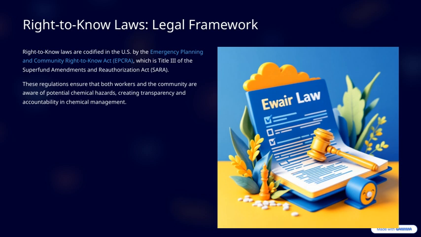One of the key legal frameworks that supports this is the Right to Know laws, which are codified in the United States through the Emergency Planning and Community Right to Know Act, or EPCRA. EPCRA is actually part of Title III of the Superfund Amendments and Reauthorization Act, commonly known as SARA. These laws are designed to ensure that information about chemical hazards is accessible, so everyone can stay informed and safe. This legal framework is essential to fostering a safer, more transparent environment in workplaces and communities alike, tying into the overall theme of responsible chemical management.